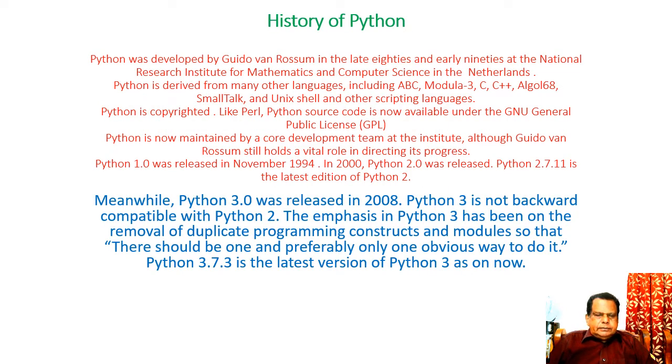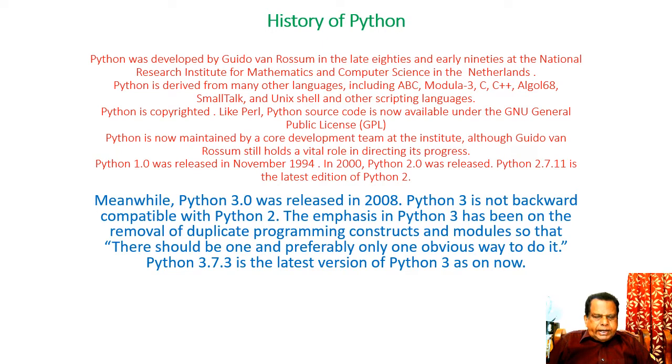History of Python. Python was developed by Guido van Rossum in the late 80s and early 90s at the National Research Institute for Mathematics and Computer Science in the Netherlands. Python is derived from many other languages including ABC, Modula 3, C, C++, Algol 68, Smalltalk, and Unix shell and other scripting languages.